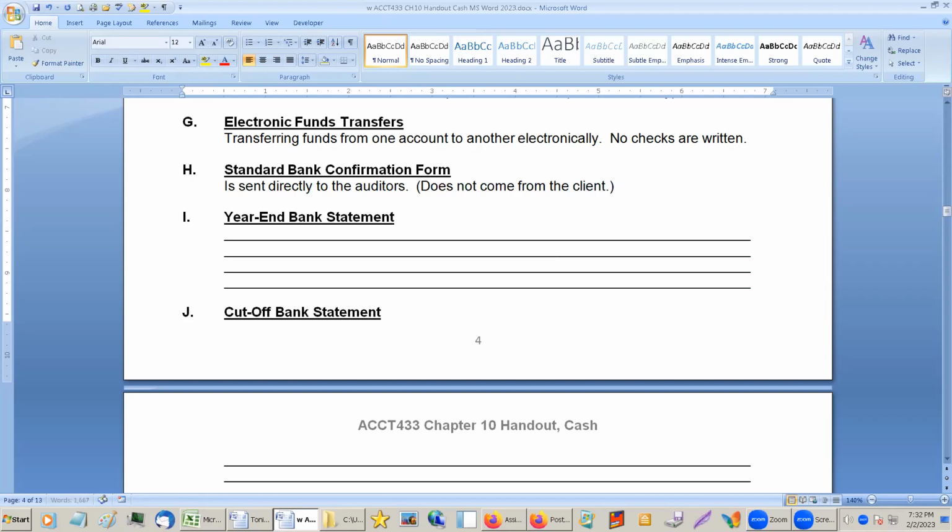That come from the client. Okay, so if you're auditing, whatever, Fred's Auto Sales, you're gonna get the standard bank confirmation form from the bank for Fred's business, and to make the evidence better, you want to get it directly from the bank rather than getting it from Fred.